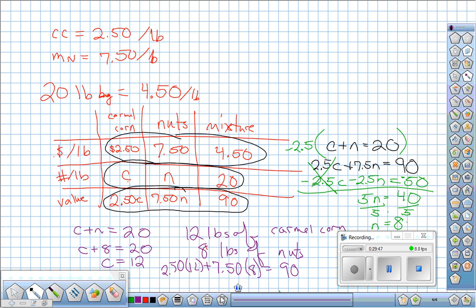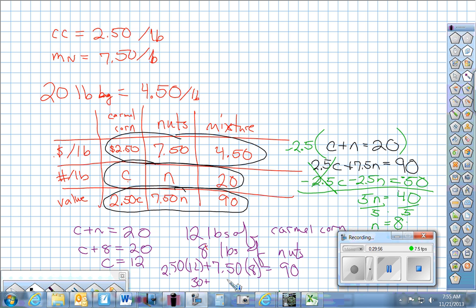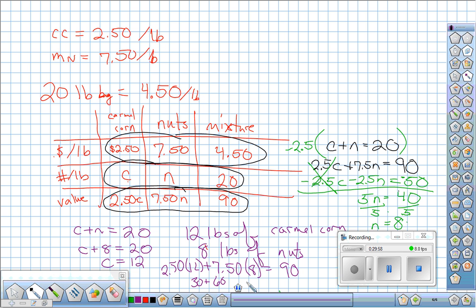Okay, so 250 times 12, that would be $30 here, plus 750 times 8 is going to be 60. So that is $90. So that works out, that checks. So just a good idea. Maybe not necessarily do it on paper, but make sure you go through and do the steps in your head, at least on your calculator, real fast to check to make sure everything makes sense.